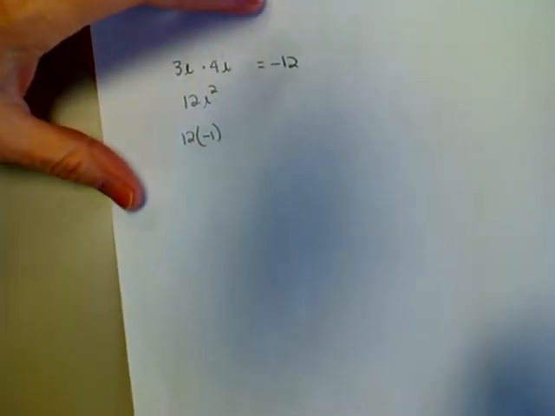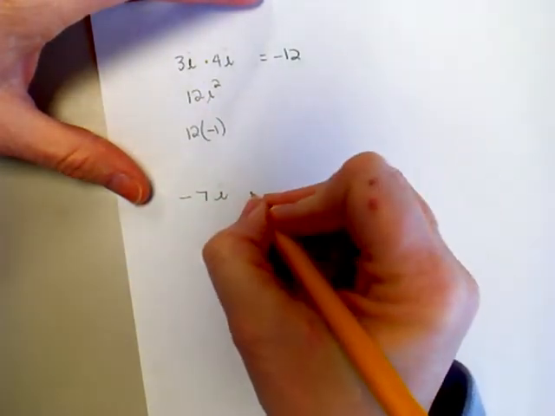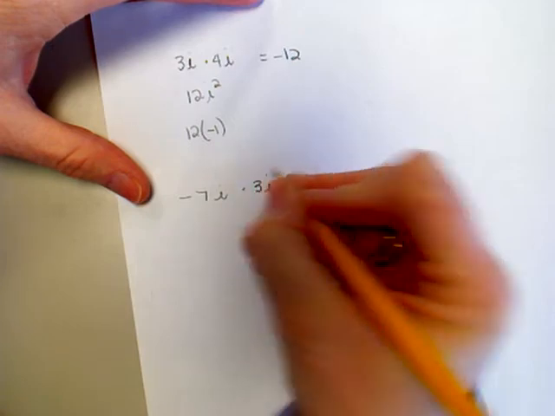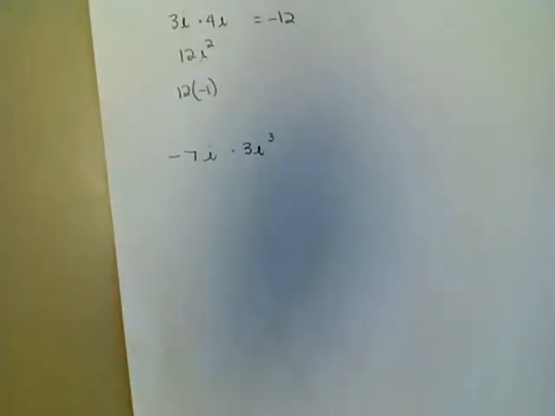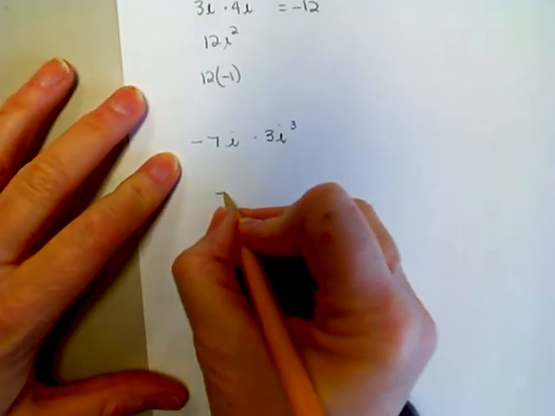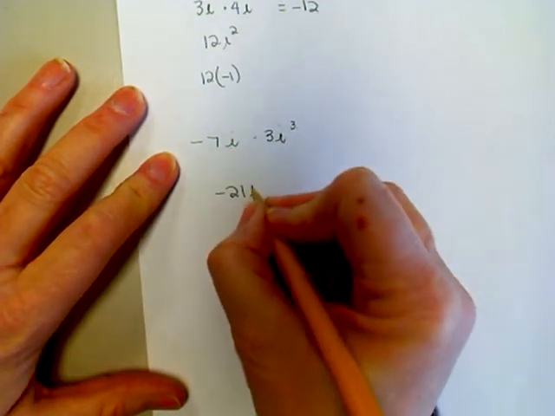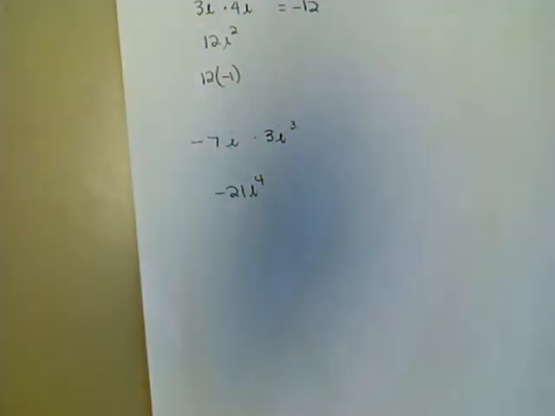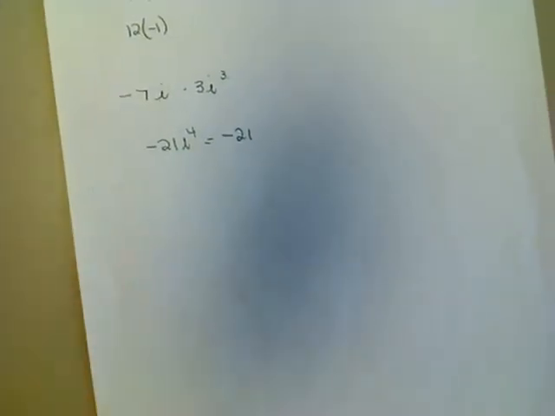Let's do this one. -7i times 3i to the third. Well, -7 times 3 is -21. i to the first times i to the third is i to the fourth. But according to the pattern, because it's a multiple of 4, i to the fourth is 1. So the answer here is -21. And that's what I'd expect to see.